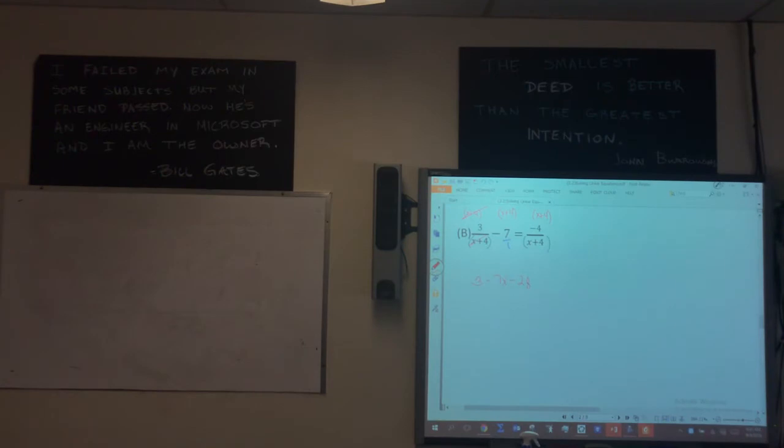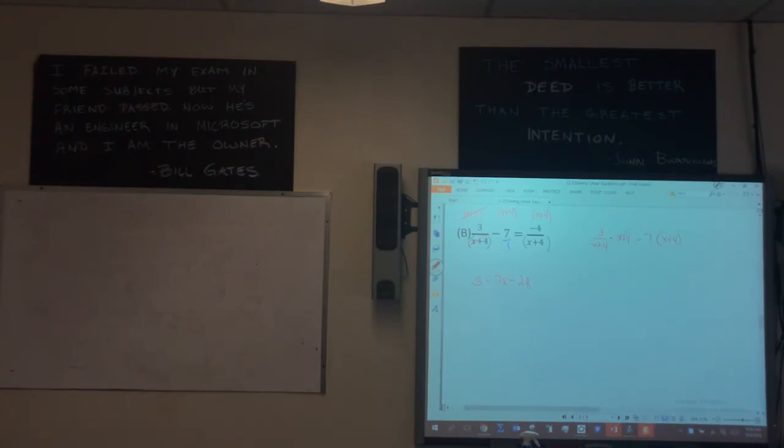I heard some 7x plus 28. Okay? Remember that 7 is negative, right? Okay, so this is what this looks like. Or write it out maybe a little bit more explicitly. We have 3x plus 4. We're going to multiply that by x plus 4. And we got minus 7. We're going to multiply that x plus 4.